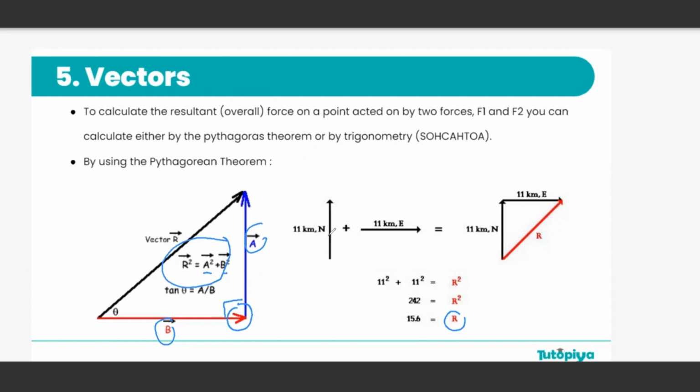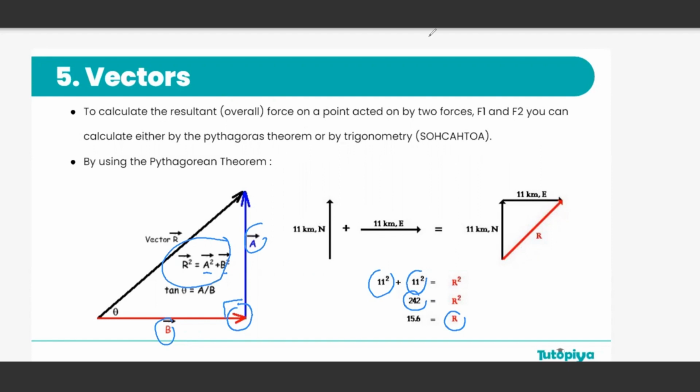In this example, both the perpendicular forces are 11 newtons each. What you need to do is square 11 and the next 11, add them together, you get 242, and you find the square root to find the magnitude of R.